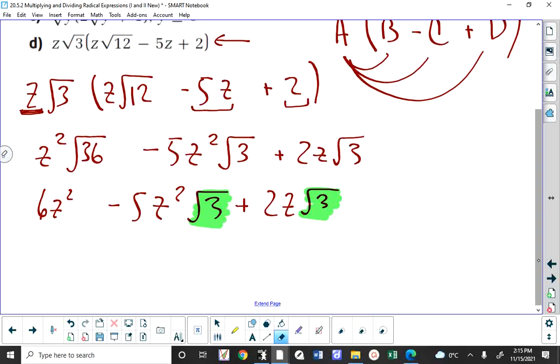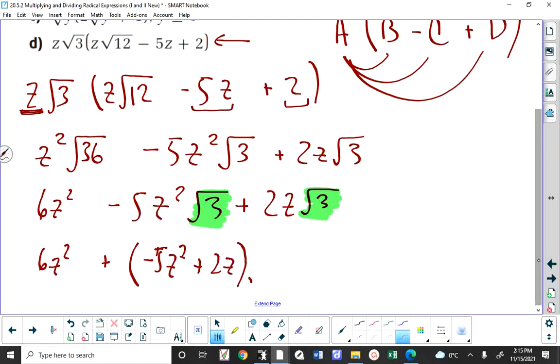But what you could do is you could say that I have negative 5z squared plus 2z root 3's. Like if this were 7 root 3 and 5 root 3, you'd add 5 and 7 together to get 12 root 3. So that's what I've done there. But I really believe that this, at this level right now, at this stage of the game, that should be the answer. You okay with that? Okay. Any other questions before we move on today?